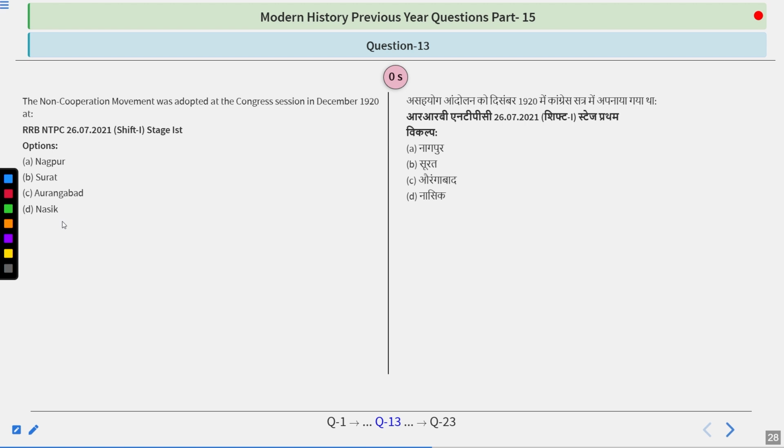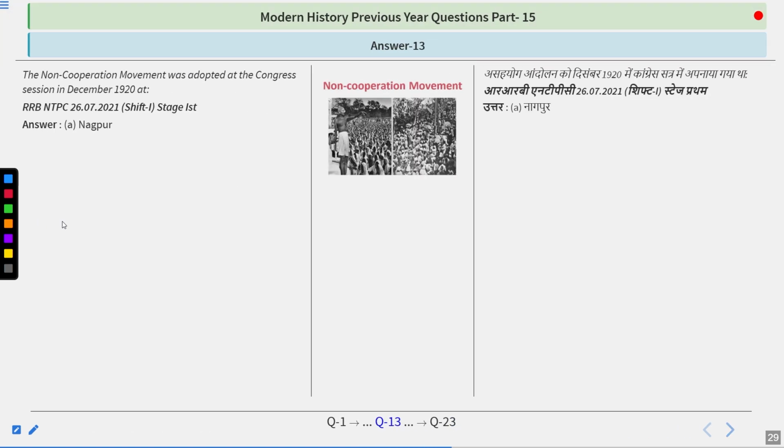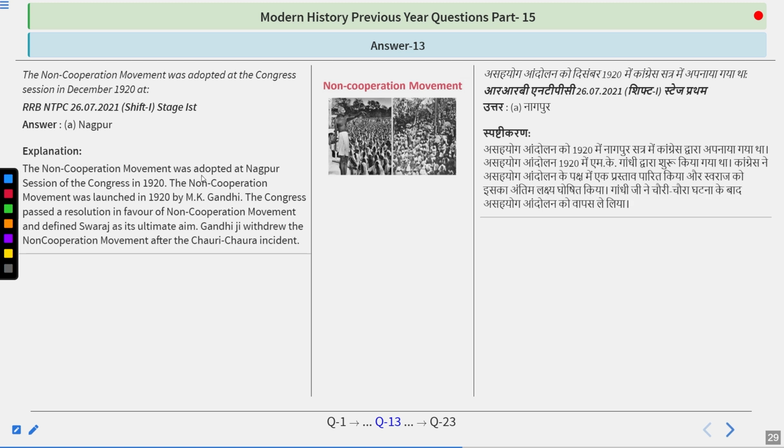I guess the answer you are looking for is quite right in front of you, because the answer is Nagpur. The non-cooperation movement was adopted at the Nagpur session of the Congress in 1920. It was launched in 1920 by Mohandas Karamchand Gandhi. The Congress passed a resolution in favor of the non-cooperation movement, defining Swaraj as its ultimate aim. Gandhiji withdrew the movement after the Chauri Chaura incident. So do remember, the non-cooperation movement was adopted at the Congress session in December 1920 at Nagpur. A special session was also held in 1920, and that was held in Calcutta. Remember that as well.